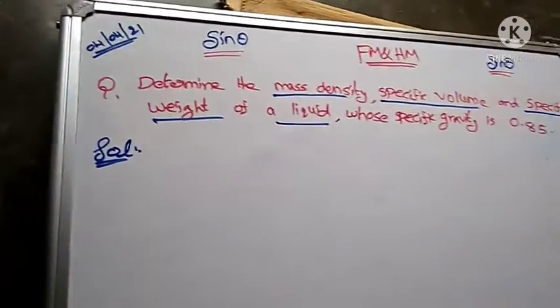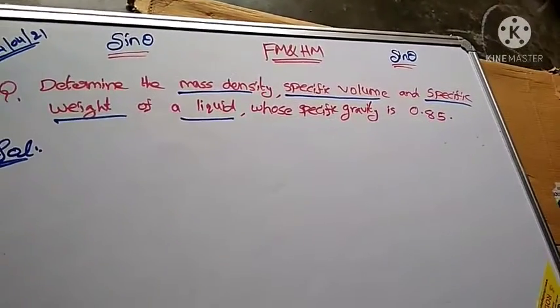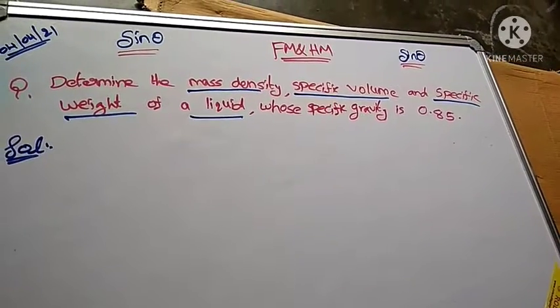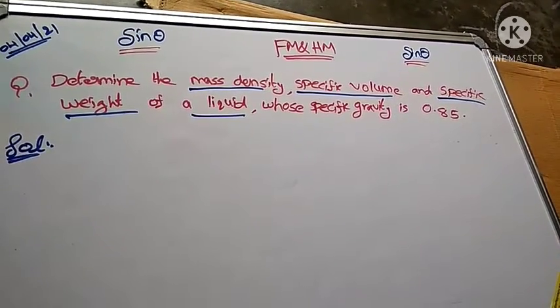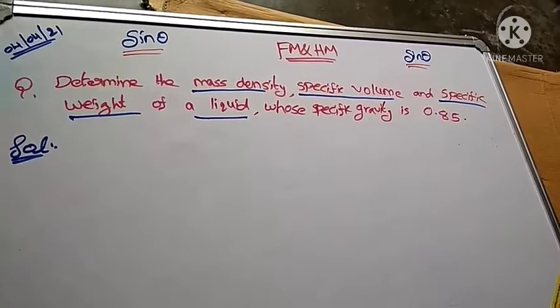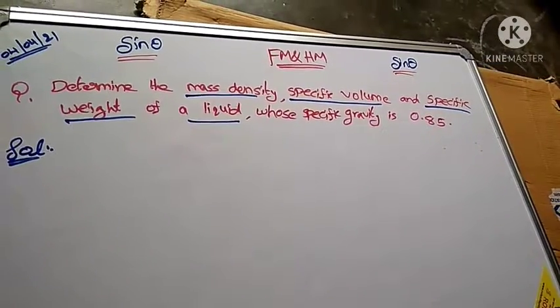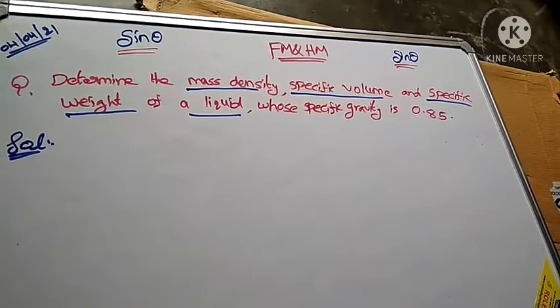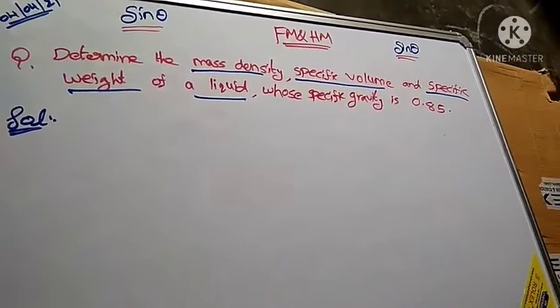First of all, determine the mass density, specific volume and specific weight of a liquid whose specific gravity is 0.85. The terms mass density, specific volume, specific weight and specific gravity, we already know those values. Those are called fluid properties.